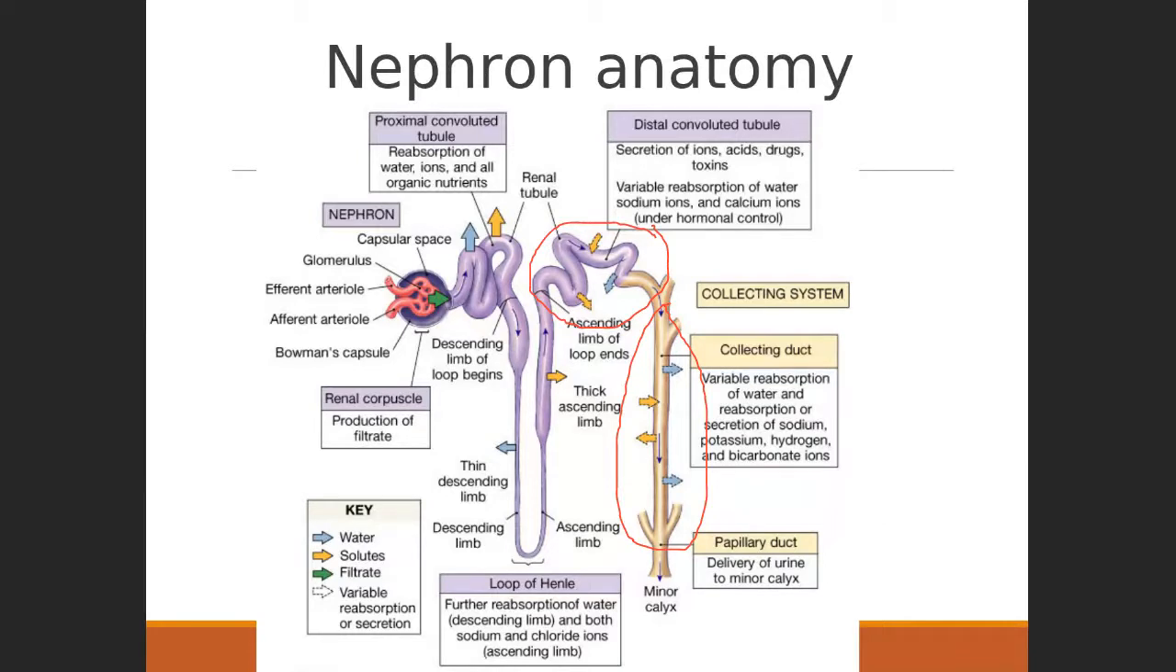These are the portions of the nephron where we can exert hormonal control. You remember the hormones that we talked about when we did cardio that were responsible for blood volume regulation. We had antidiuretic hormone, we had aldosterone, we had atrial natriuretic peptide. These hormones act on the nephron, but they don't just act on any part of the nephron. They act on the distal convoluted tubule and the collecting duct in order to reabsorb varying degrees of water and sodium.